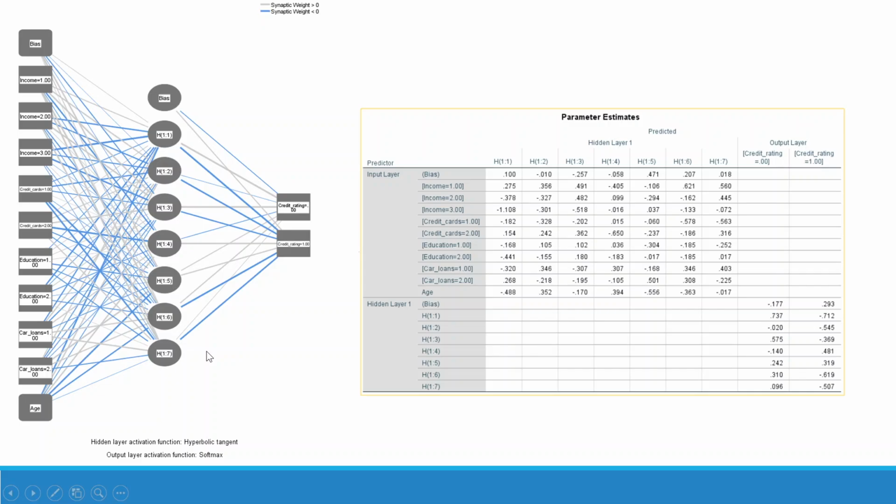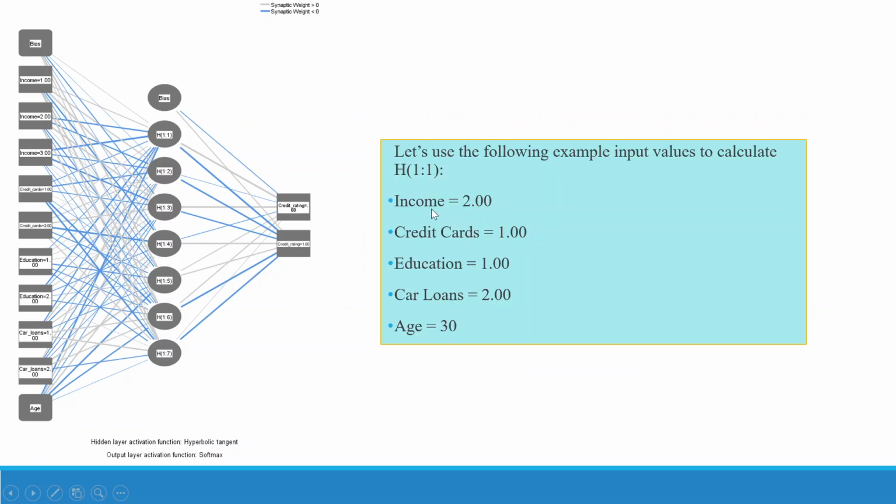Okay. Now see the synaptic weights for income 1, that is code 1, that is low income. Income 2, medium. Income 3, high. Credit card 1, 2. Education 1, 2. Just try to recall those codes. Car loans 1, car loans 2, and these are their weights.